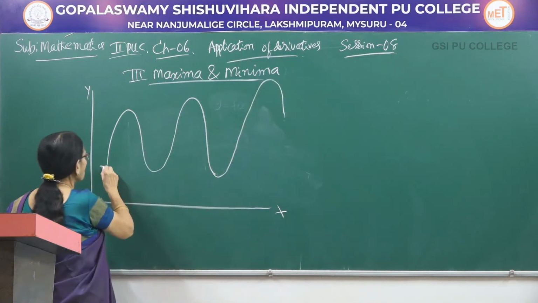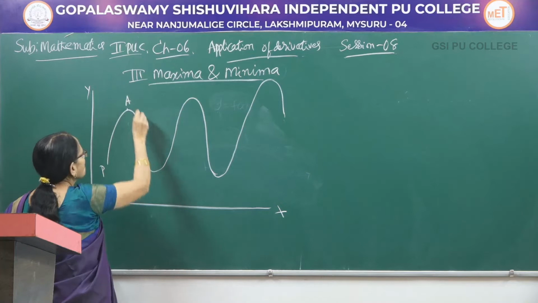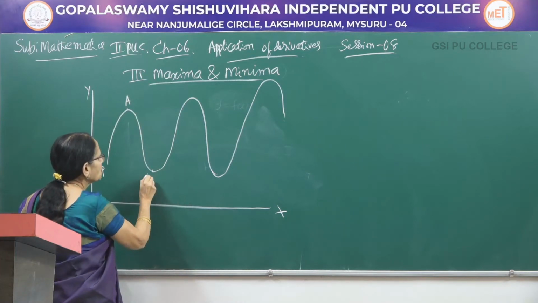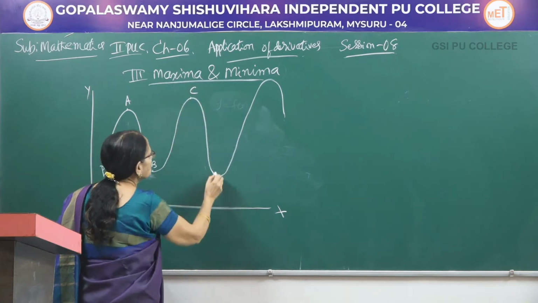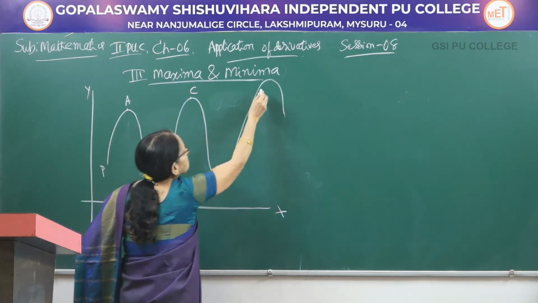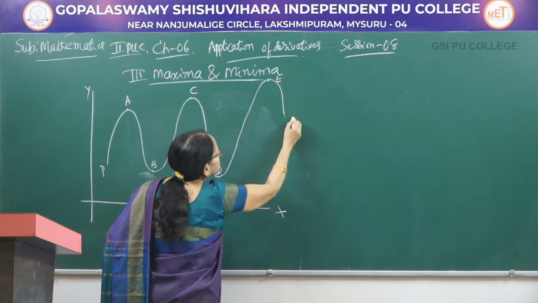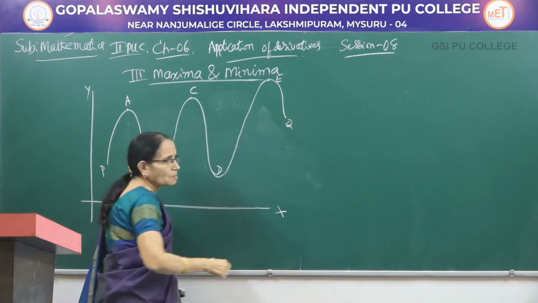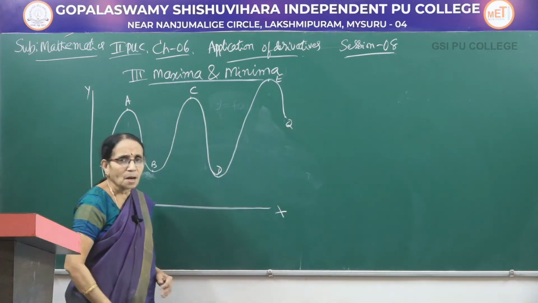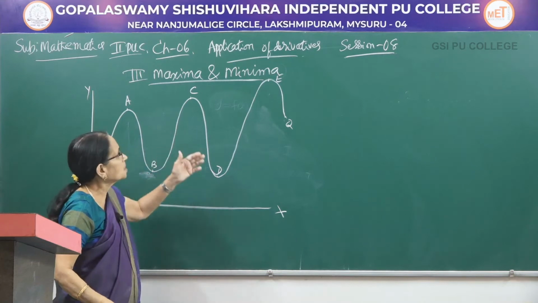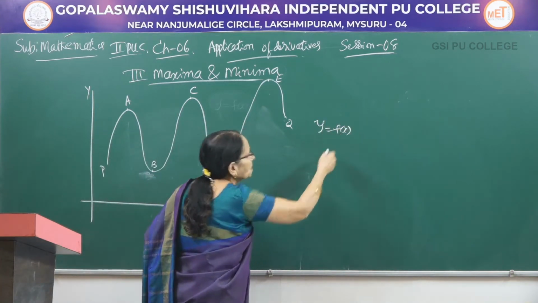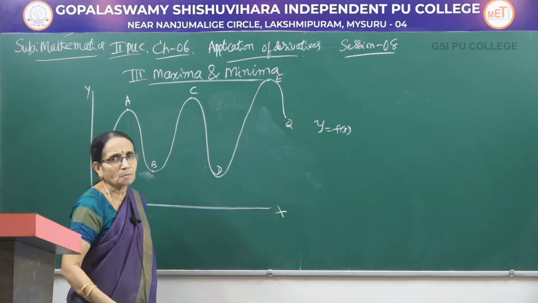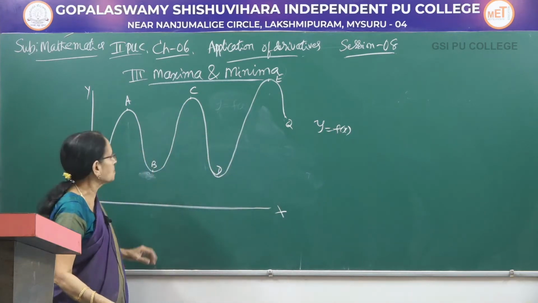Let me take a point P here, A there, and let this be B, this is C, this is D, this may be E, and some point Q. Okay, so I am considering a continuous function. Let y equal f(x) be any continuous function. Now let us observe this one.